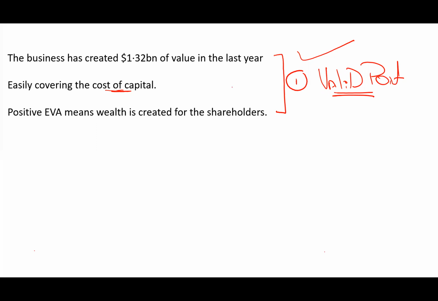Okay? So, my friends, yes, this is a fact. Now, easily covering cost of capital means that it is covering the WACC. Cost of capital is WACC. It is covering WACC. So, it is giving you an excessive amount, and you should know if EVA is positive by $1, it means wealth has been created.